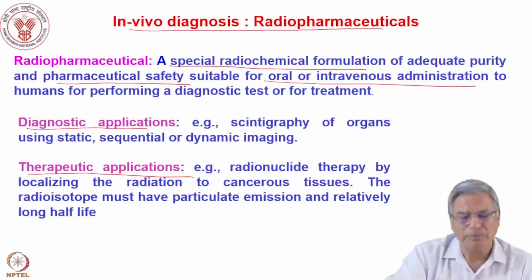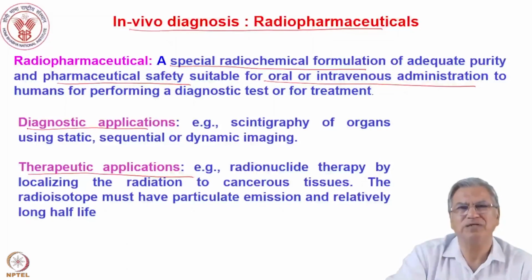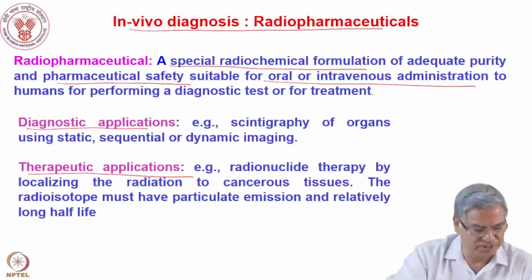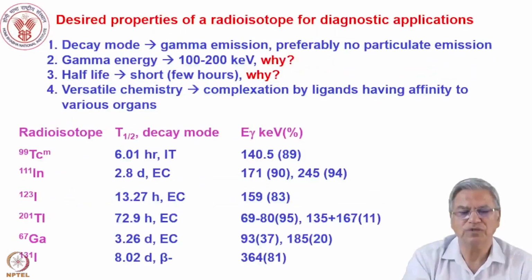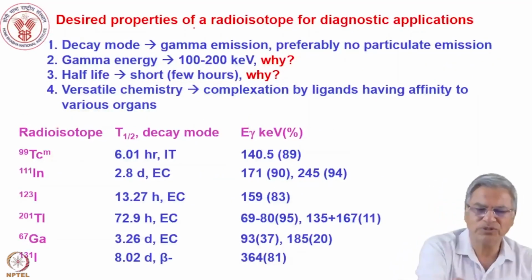So in radiopharmaceuticals, if you inject them into the human body, they are required to have particulate emission, beta or alpha, so that they can kill the tissues in their nearby vicinity. That is the kind of requirement we have for radiopharmaceuticals in therapy. Okay.